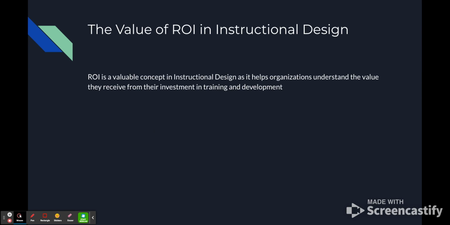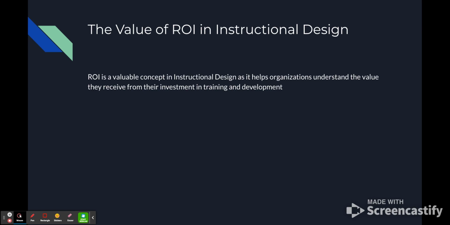In conclusion, return on investment is a very valuable concept in instructional design, as it helps organizations understand the value they receive from their investment in training and development. By measuring the costs and benefits of instructional design programs, organizations can make informed decisions and ensure that they are getting the most out of their investment.